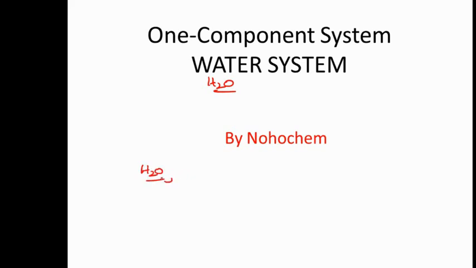And this water exists in solid form, which is ice. Water can also exist in the liquid form, and water can also exist in the vapor phase. So these are the three phases: solid, liquid, and vapor phase. Water exists in three phases.